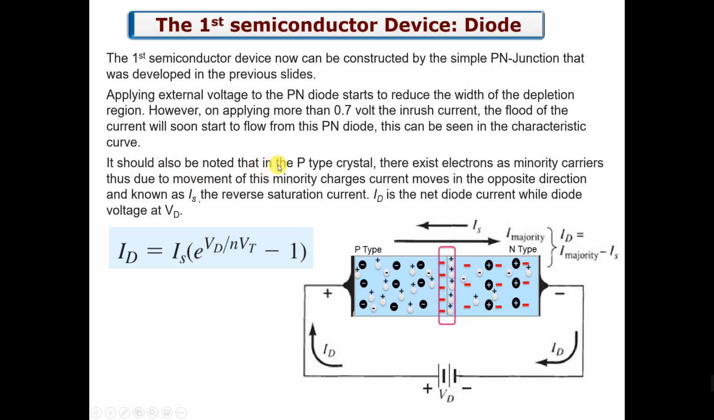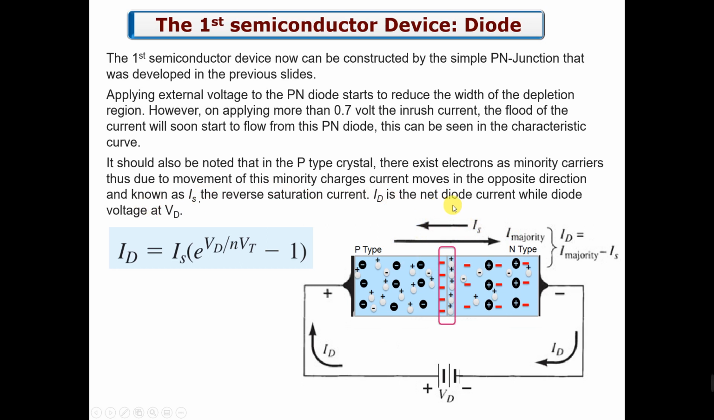It should also be noted that in the p-type crystal there exist electrons as minority carriers. Due to the movement of these minority charges, current moves in the opposite direction and is known as IS. The current due to these minority charges is known as IS, the reverse saturation current.